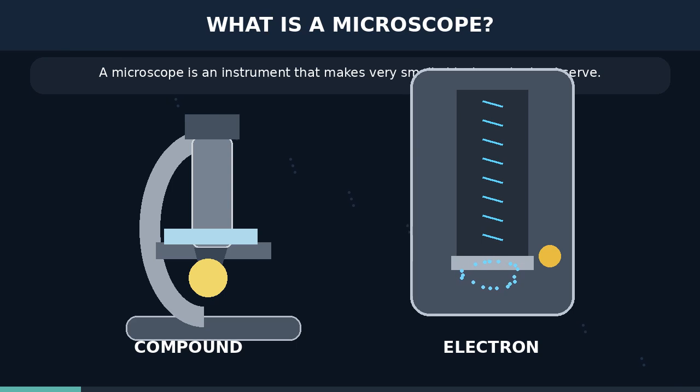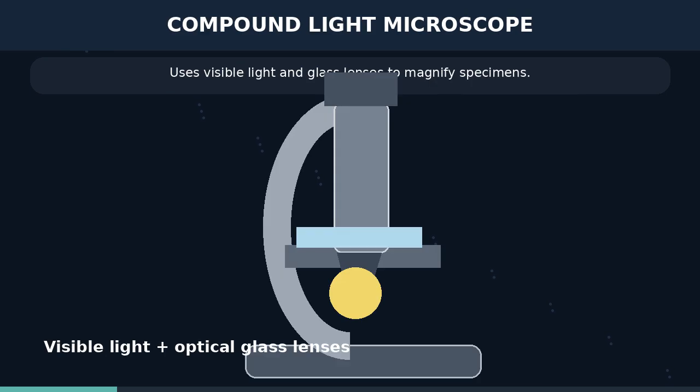First, let's look at the compound light microscope. A compound microscope uses visible light and a system of glass lenses to magnify a specimen. The light passes through, or is reflected from, the specimen, and the lenses form a magnified image.